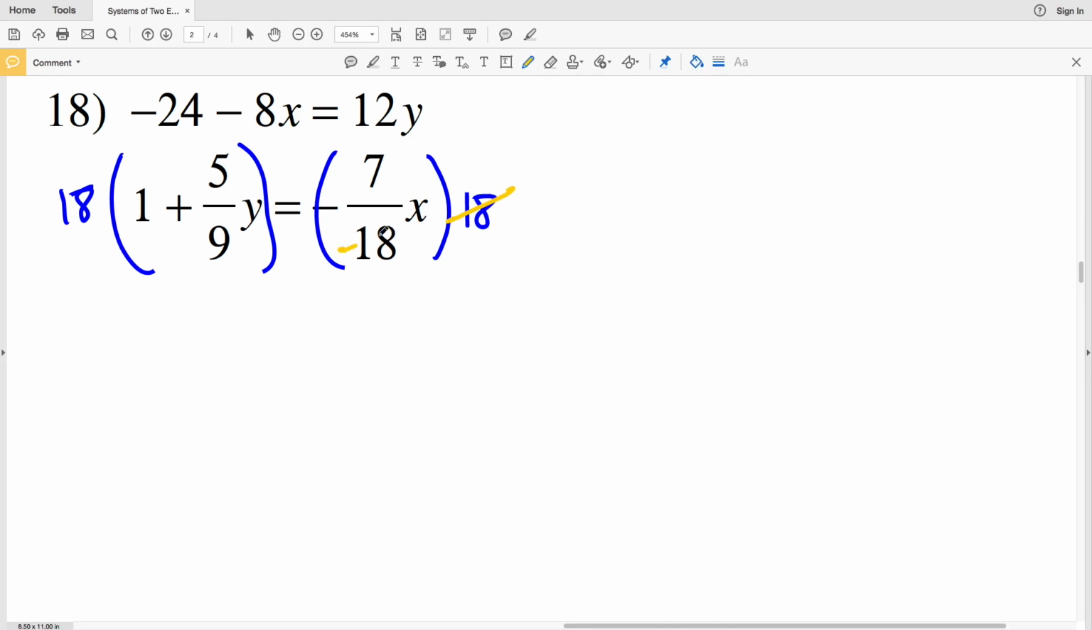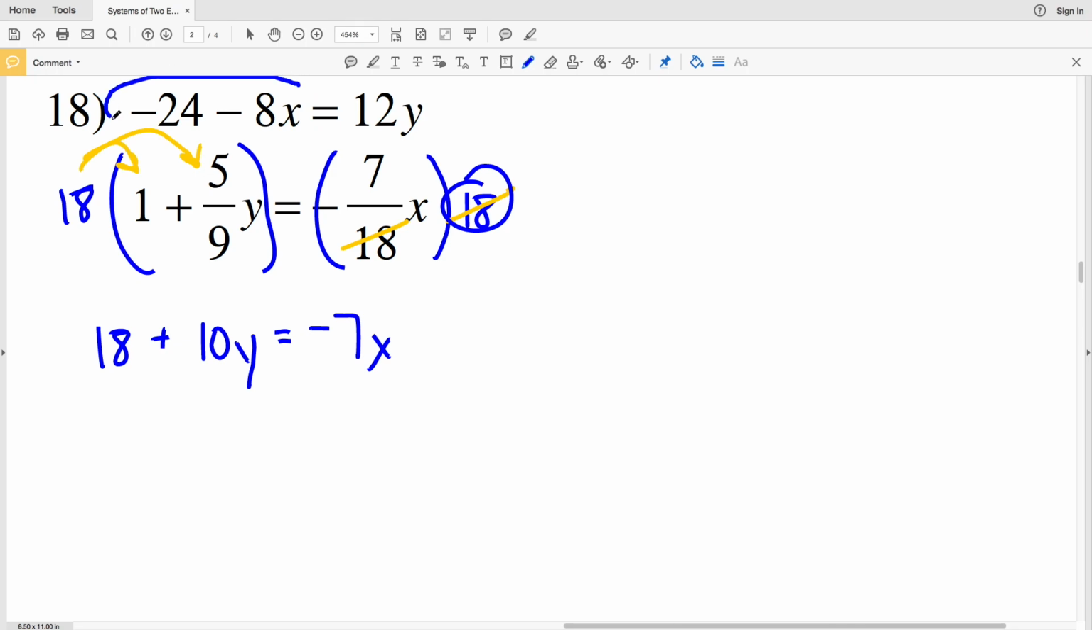Now my 18 will cancel out on my right-hand side, and on my left-hand side, I'm going to need to distribute it. So I will have 18 plus 5/9 times 18. 18 divided by 9 is 2, and 2 times 5 is 10. So 18 times 5/9 is 10, so that's 10y. That's going to be equal to negative 7x, because 18 divided by 18 is 1, and negative 7 times 1 times x is negative 7x.